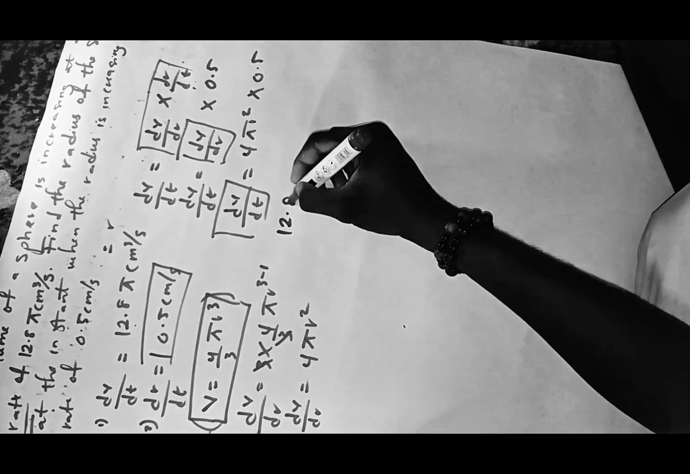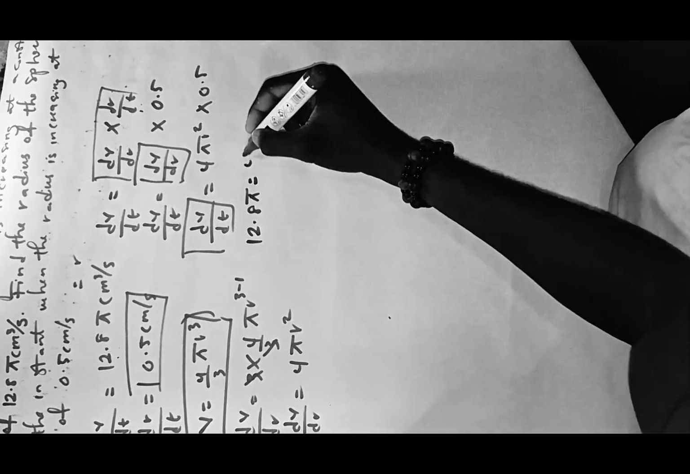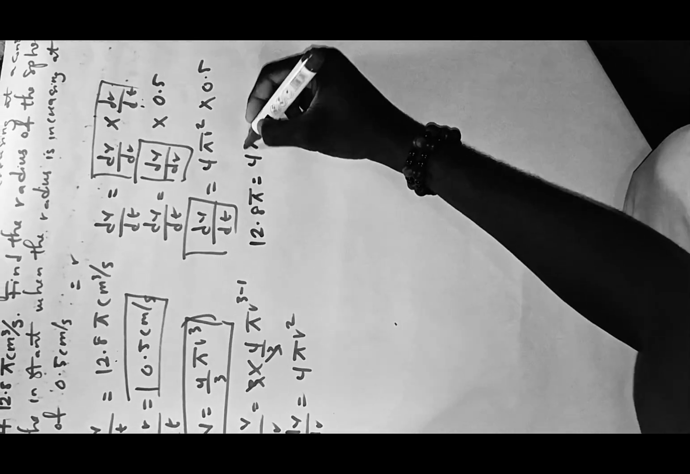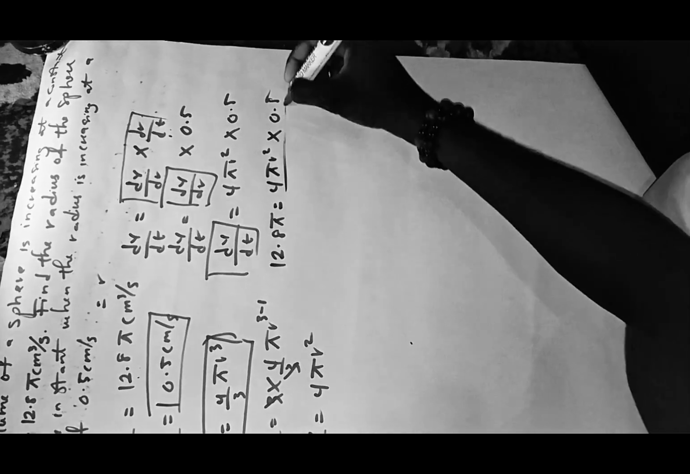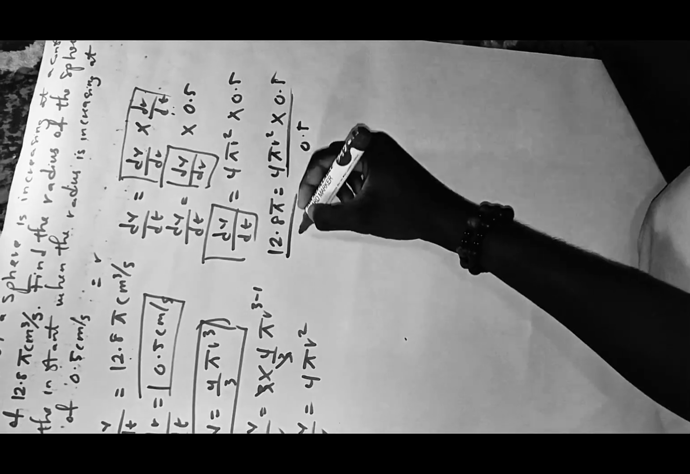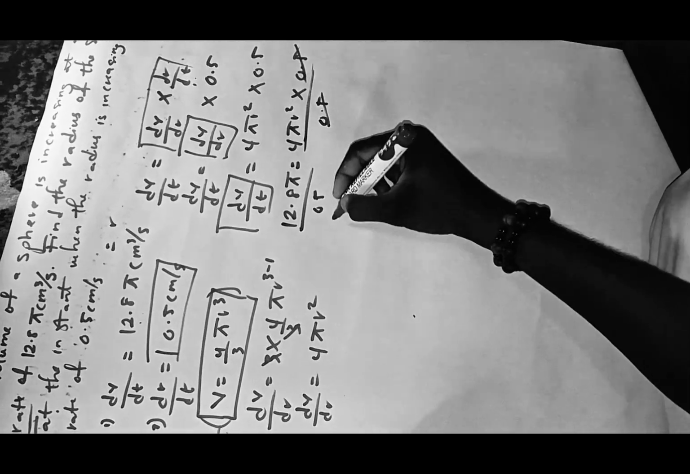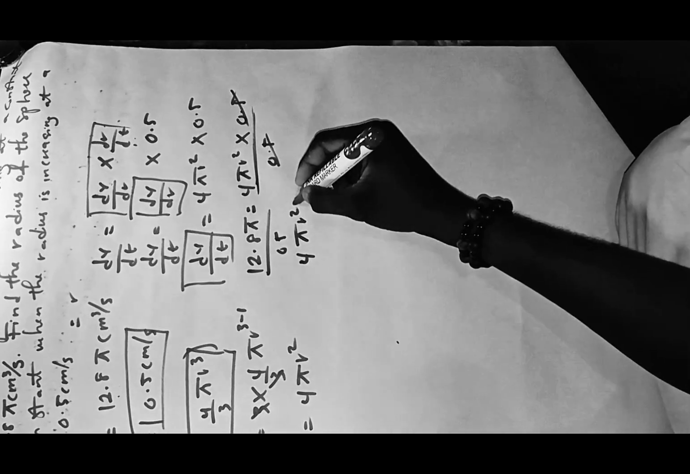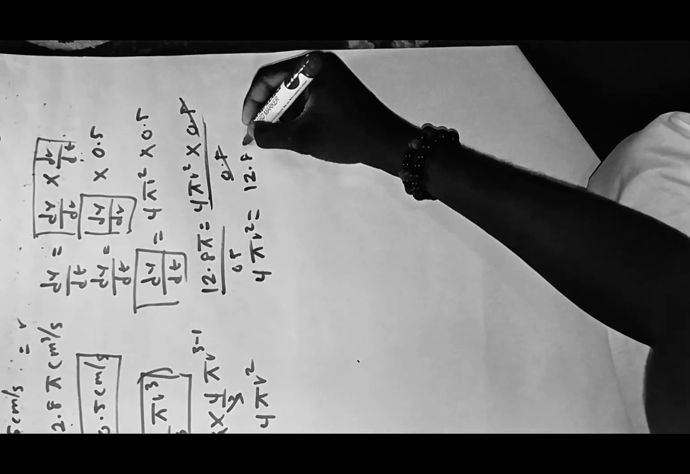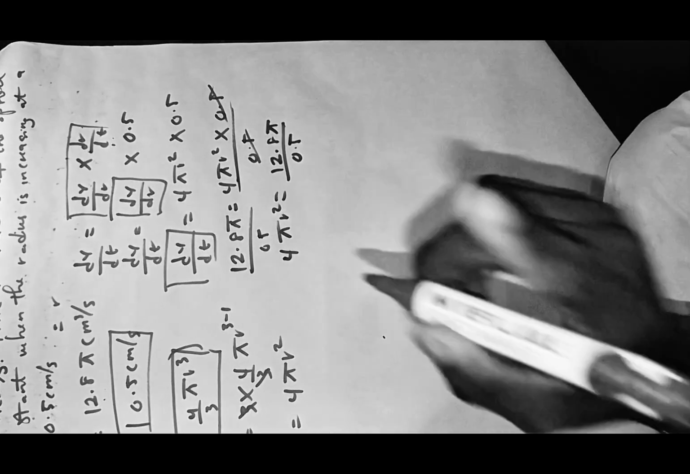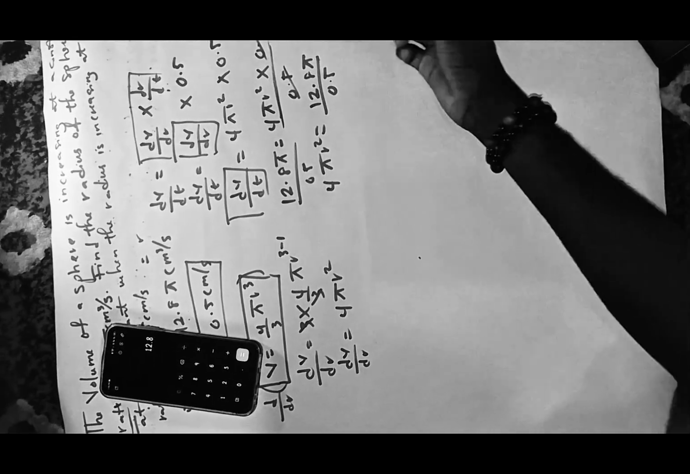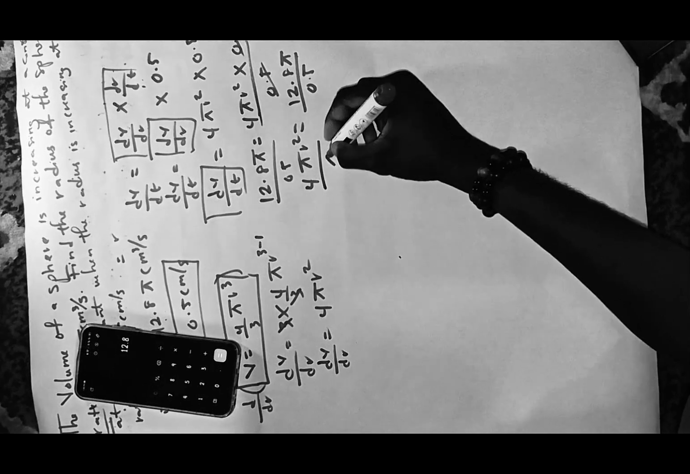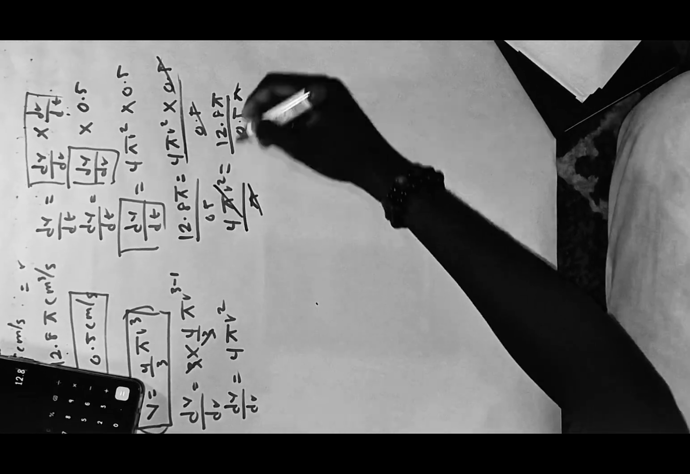So we have 12.8 pi equals 4 pi r squared times 0.5. No need to add the units yet. So let's simplify. Let's divide both sides by 0.5. This cancels this. So we have 4 pi r squared is equal to 12.8 pi divided by 0.5. First of all, let's just divide both sides by pi. So pi cancels pi.